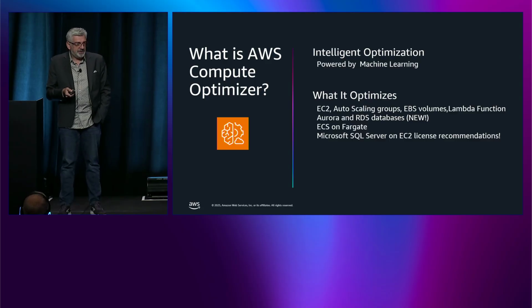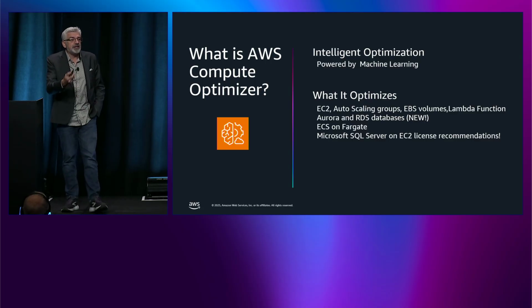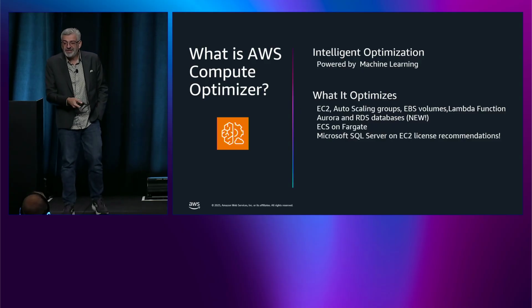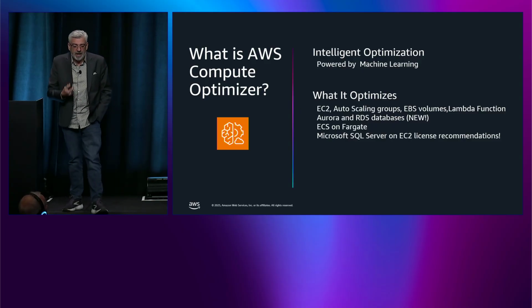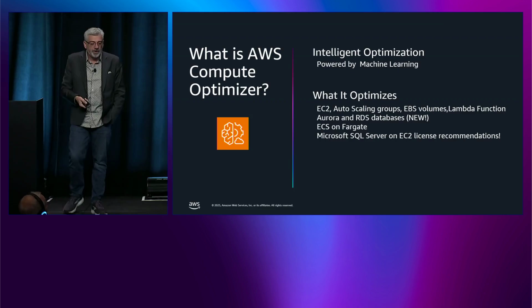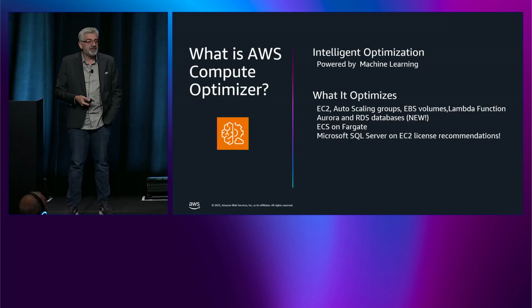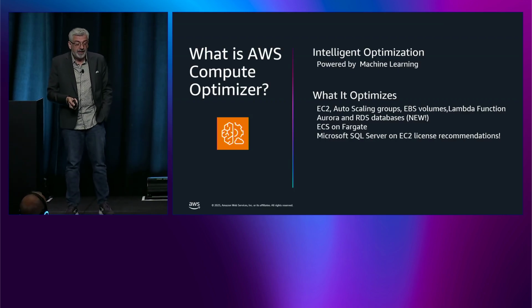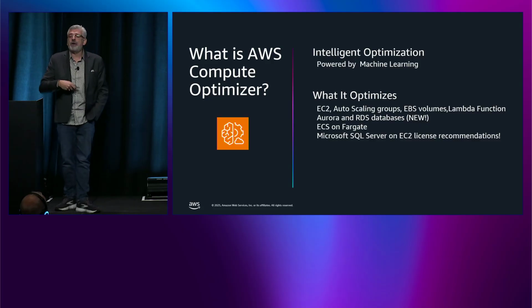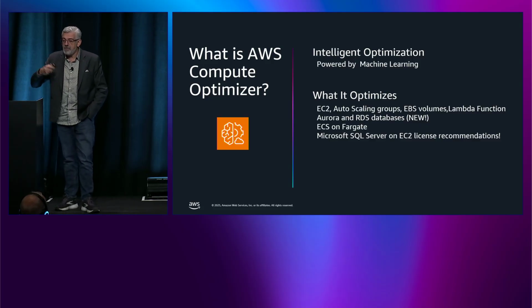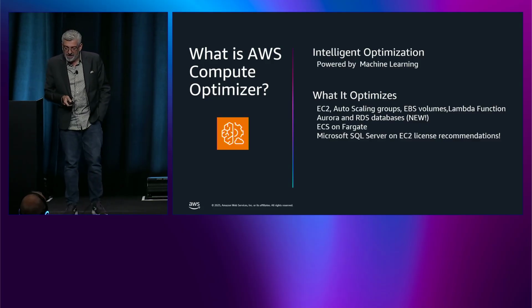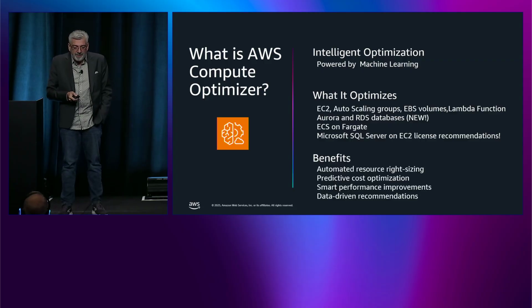So what happens? Well, as it goes through, it starts looking at your EC2 instances. It starts looking at your auto-scaling groups, the EBS volumes, the storage, the Lambda functions. Now we have also Aurora and RDS databases that are being monitored as well. And also we have ECS on Fargate, and we're going to have more and more services being monitored by Compute Optimizer.